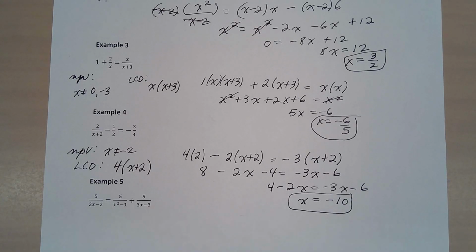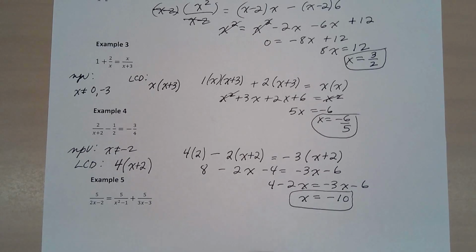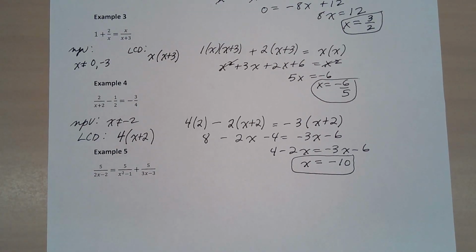That would be the lowest common denominator, right? Are we good? Okay, what about this last one? Take a close look, see if you can figure out your non-permissibles and your LCD.